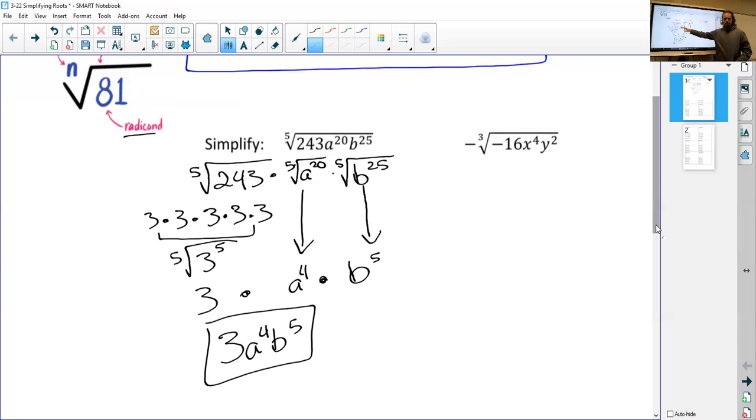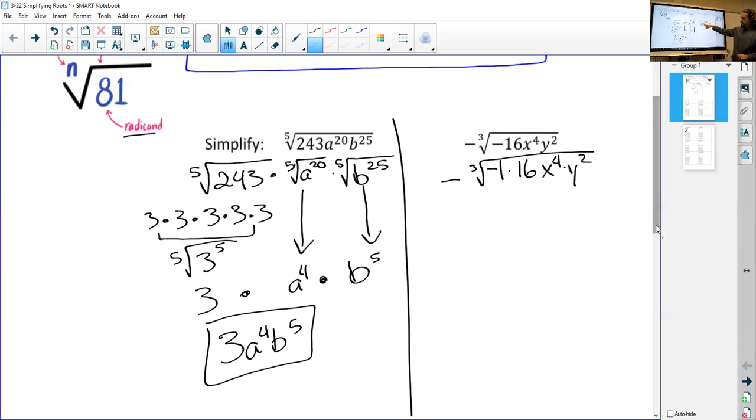And this one was nice because at the end of the day, the root went away. It's not usually going to be that simple. So let's look at our second example here to prove why that's the case. This one also throws in a negative at us and another negative. If you have an odd index and we have a negative on the inside, we can rewrite this as -1 times 16 times x to the 4th y squared, right?